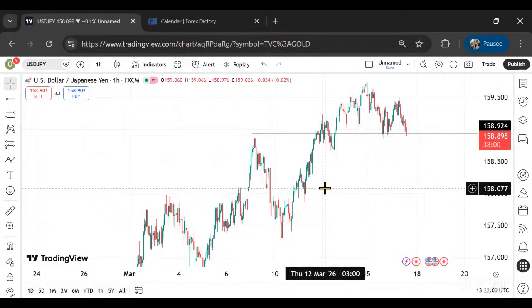Those red folders represent high impact news, and we have low impact news. Okay, so let me go back to that. Let me go back.